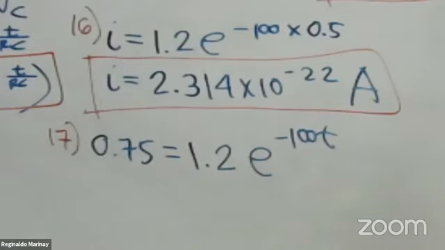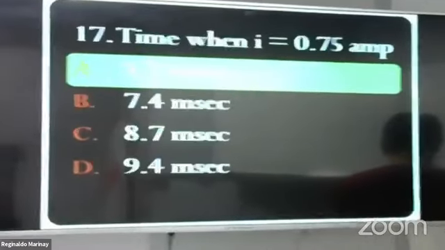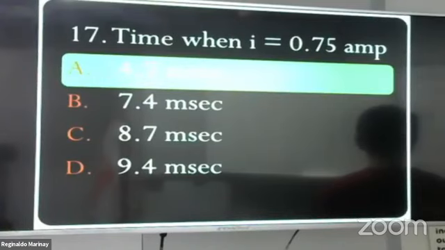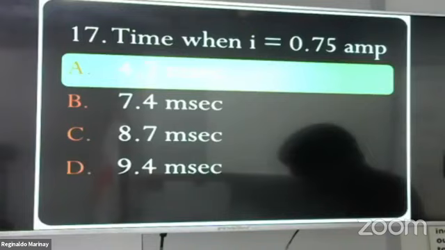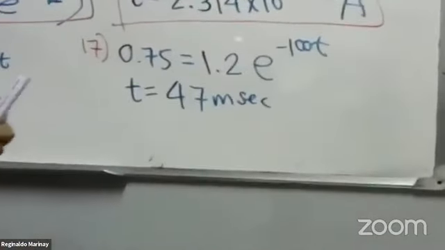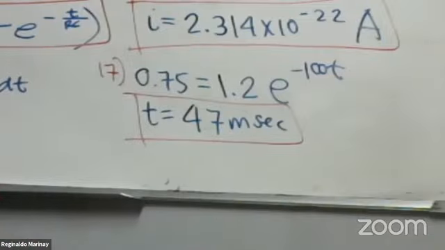Okay, let's go over to the PowerPoint. We have this letter A. That is our time. Time is 4.7 milliseconds. That correct? 4.7 milliseconds. That is the answer. Letter A. Apple. Okay, you know.